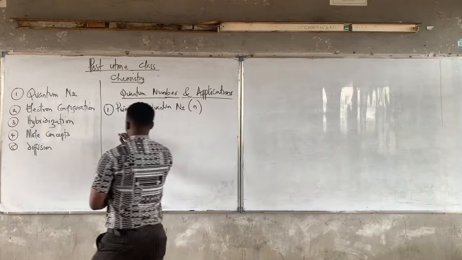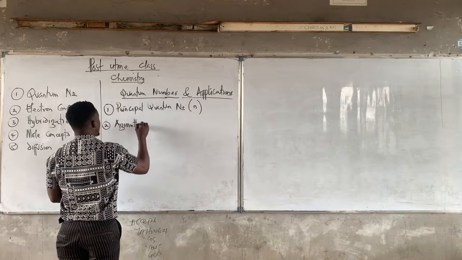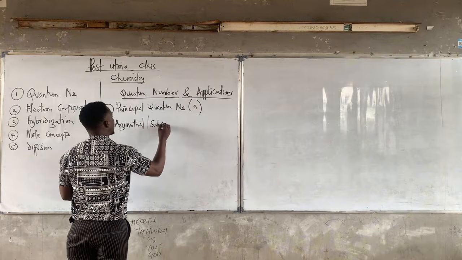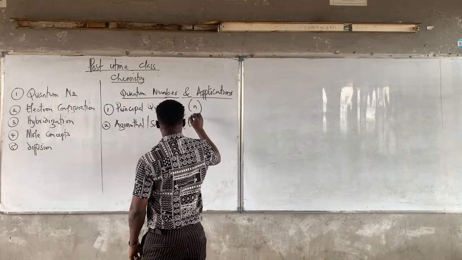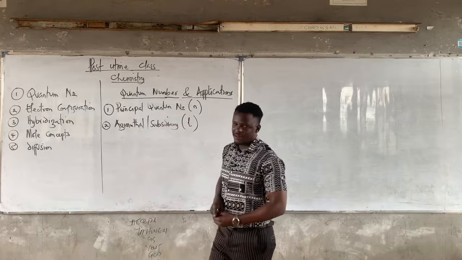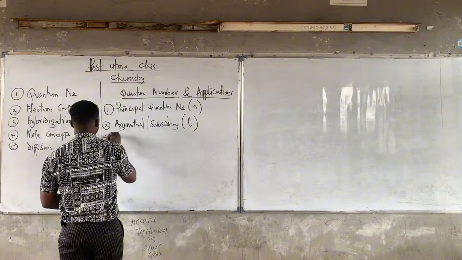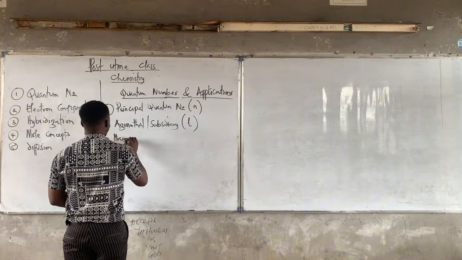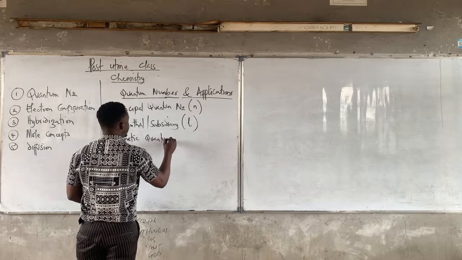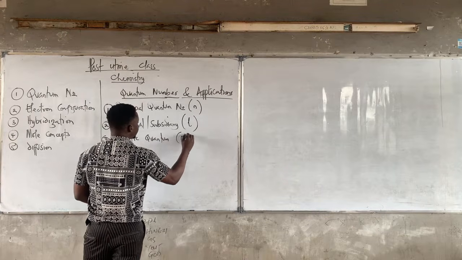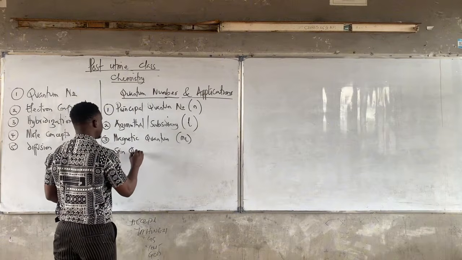The next one is Azimuthal, which is also called subsidiary, has a symbol of L. The third one we have is the magnetic quantum number, which has a symbol of ML. We have the fourth one, spin.